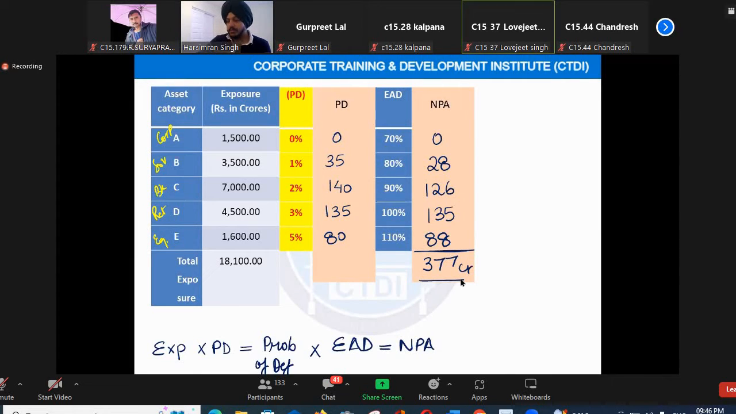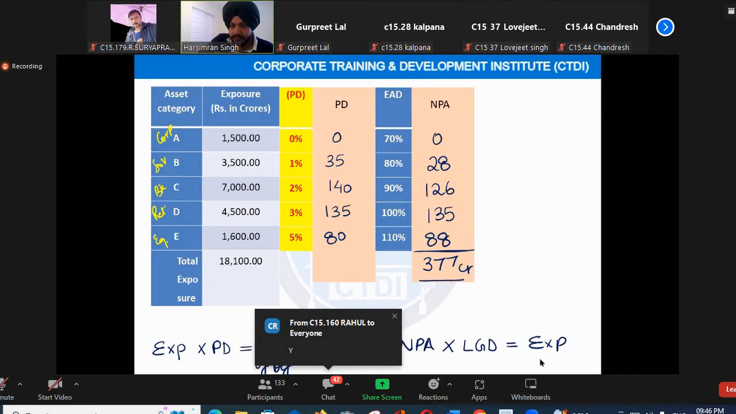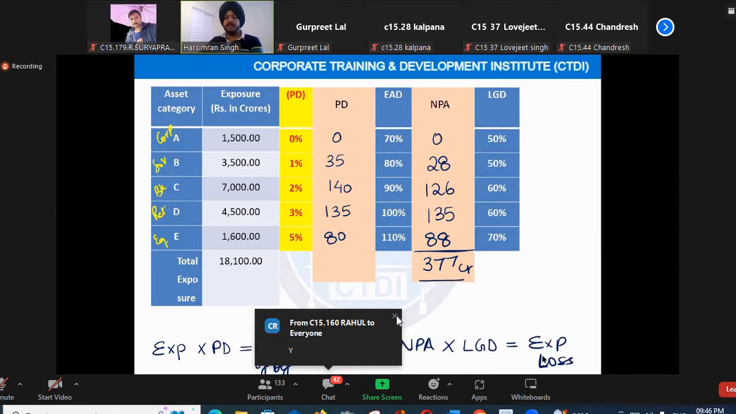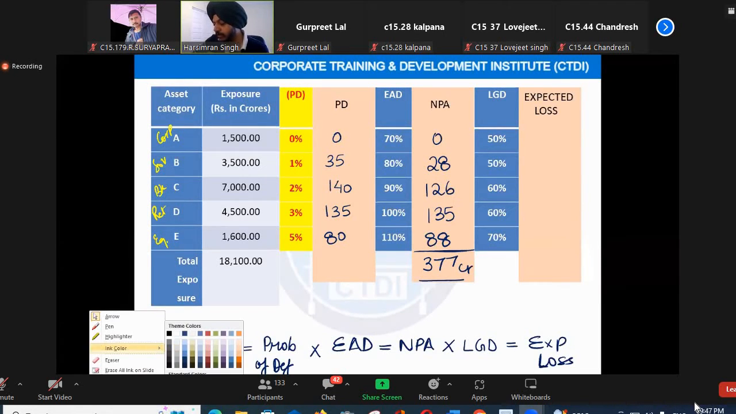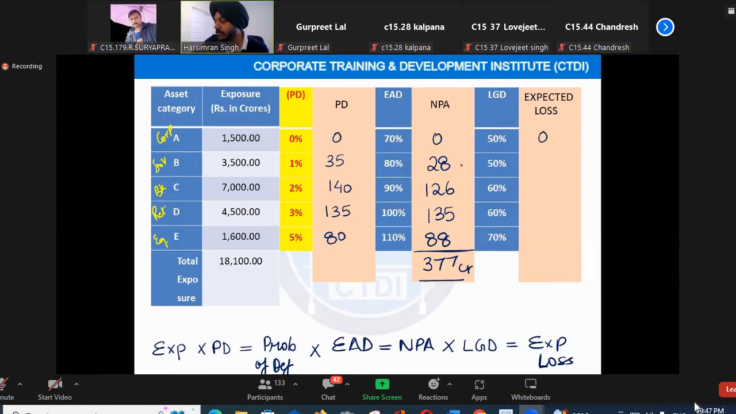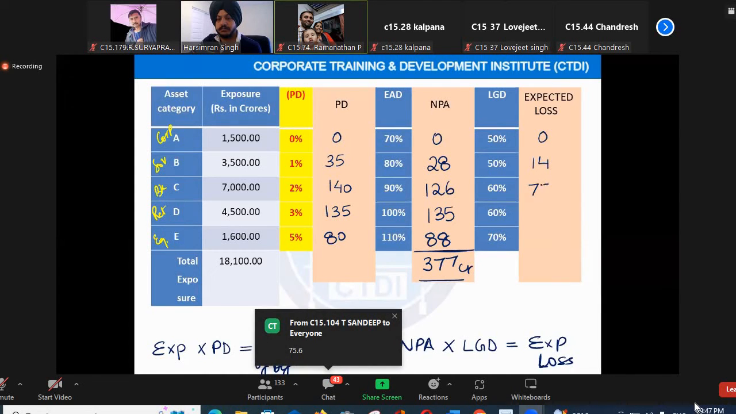Yes, sir. Then this NPA will be multiplied by LGD and then you will get the expected loss. So now this NPA value I will multiply by LGD and I will get the expected loss. So 0 into 50% is 0. 28 into 50% is 14. 126 into 60% how much will it be? 75.6.